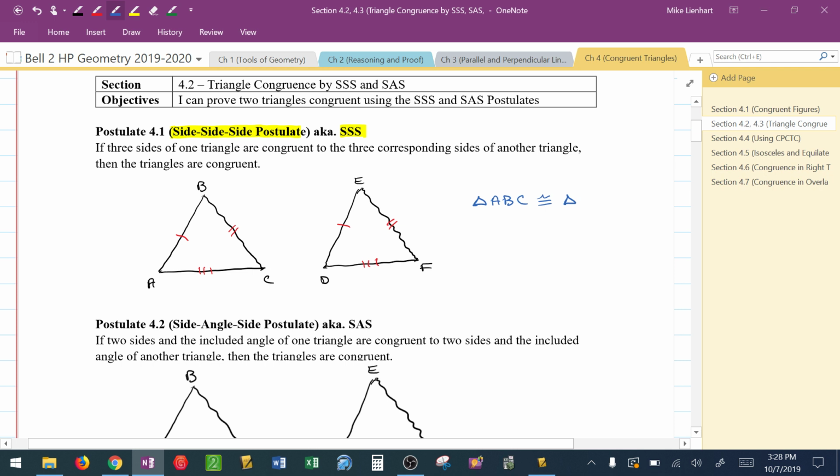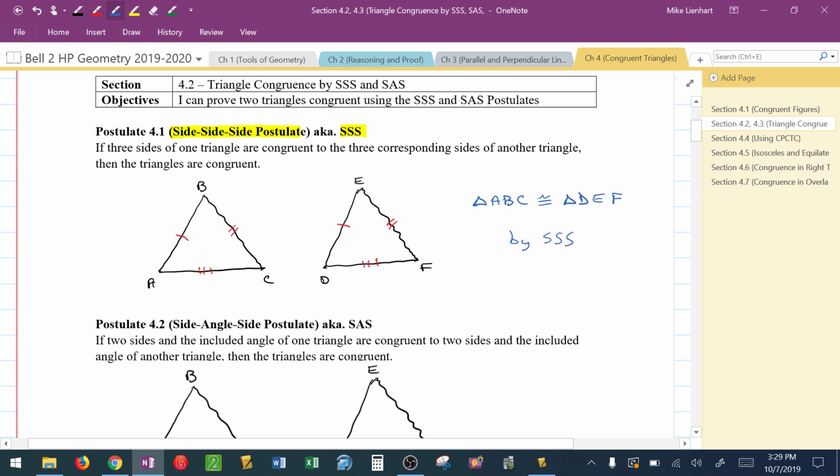Now, to name the other triangle, I have to make sure that I match up their corresponding vertices. So, for instance, if you notice how A is between the single mark and the triple mark, D is between the single mark and the triple mark. So I know that A has to match with D. I know that B has to match with E. And I know that C, between the second and the third mark, has to match with F, between the second and the third mark. And I can say that these two triangles are congruent by side-side-side.